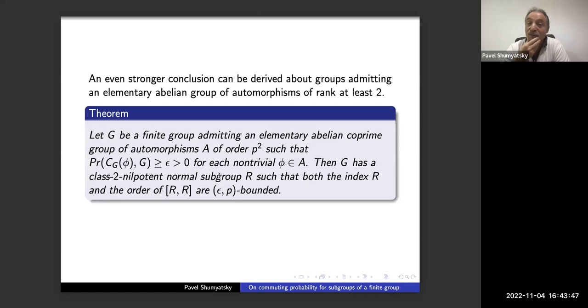Even a stronger conclusion can be derived about groups admitting an elementary abelian coprime group of automorphisms, say of order p square. So it's a non-cyclic group of order p square. The result is that if G is a finite group admitting such a group A of automorphisms with the property that the centralizer of every non-trivial automorphism from A has high commuting probability in G, then G has a class 2 nilpotent normal subgroup R with the property that both the index of R in G and the order of its commutator subgroup are bounded in terms of epsilon and p only.